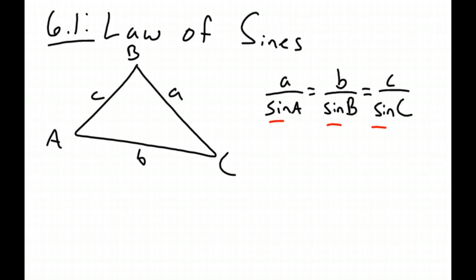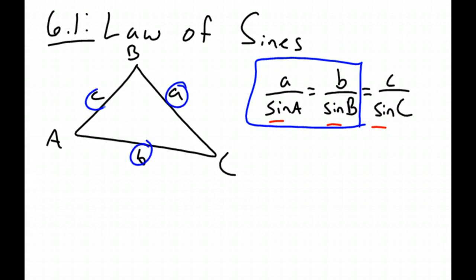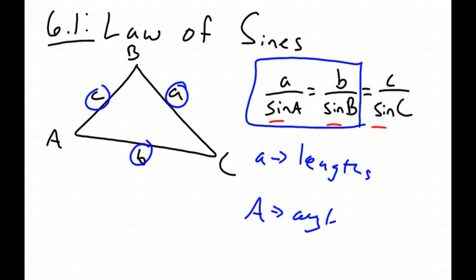So I could use a over sine A equals b over sine B. And notice these lowercase letters, a, b, and c, those are the side lengths. Your uppercase letters, those are the angles. So maybe I should write that. Lowercase letters, doesn't matter what it is, those are the lengths. And the capital letters are your angles. I know, you guys love my handwriting. It says angles, I promise.